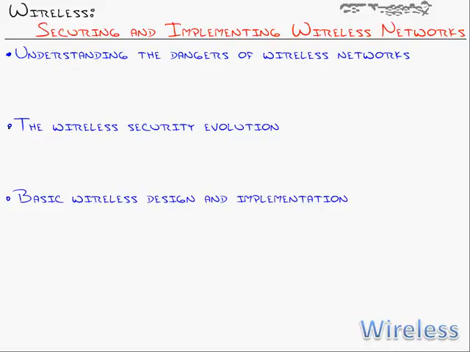We then looked at the wireless security evolution, starting off with WEP, which was just a bad security system, and moving into some very secure systems with WPA 1 and 2, along with 802.1x authentication. Finally, we looked at the design of wireless networks and the steps to walk through a successful implementation.